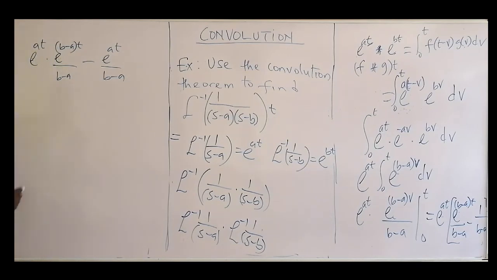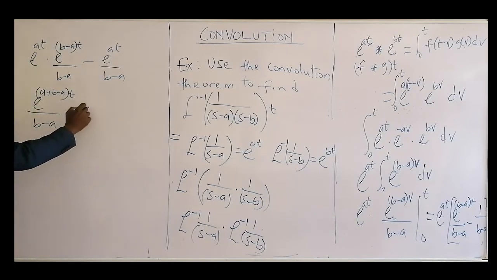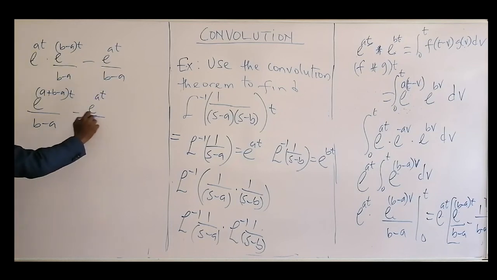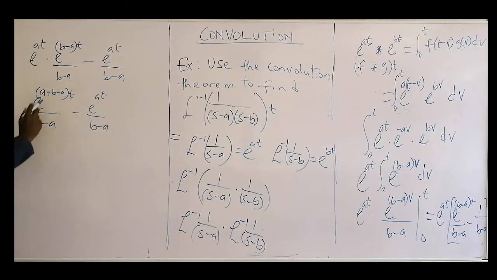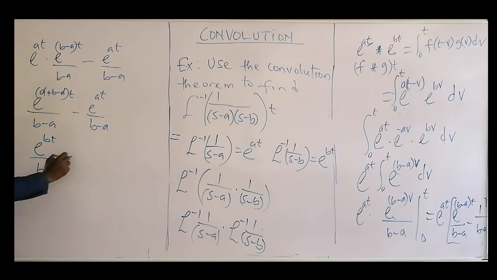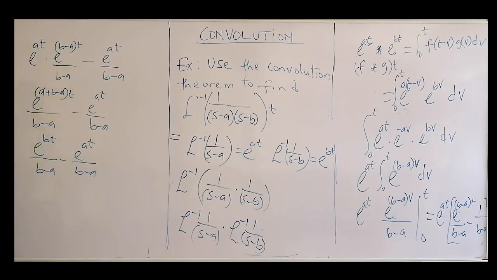So we combine these two together. That will be e to the power t is common, a plus b minus a, t, all over b minus a, minus e^(at) over b minus a. This one will cancel, and then we have e^(bt) over b minus a minus e^(at) over b minus a. So that's that on that question.